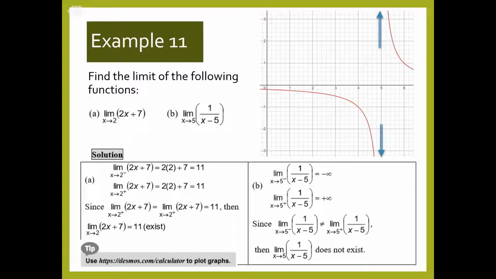For b, the function refers to a rational function. You need to inspect with a graph. From the graph, for x approaching 5 from the left, the graph is moving downward. Thus, the limit of f(x) as x approaches 5 from the left is equal to negative infinity. For x approaching 5 from the right, the graph is moving upward. Thus, the limit of f(x) as x approaches 5 from the right is equal to infinity. As both limits do not have the same value, the limit of the function as x approaches 5 does not exist.